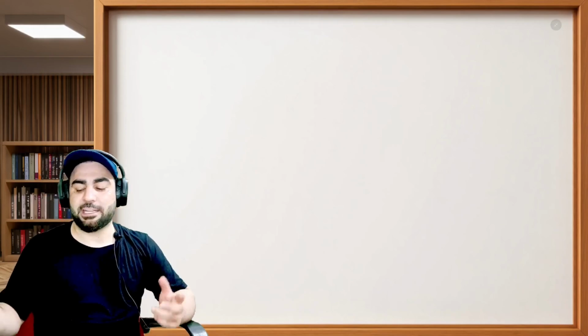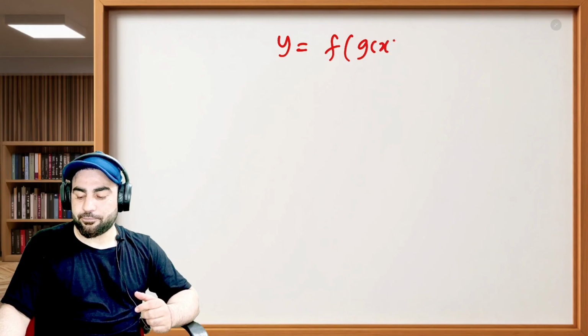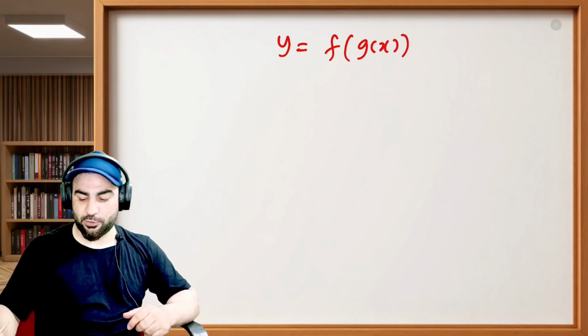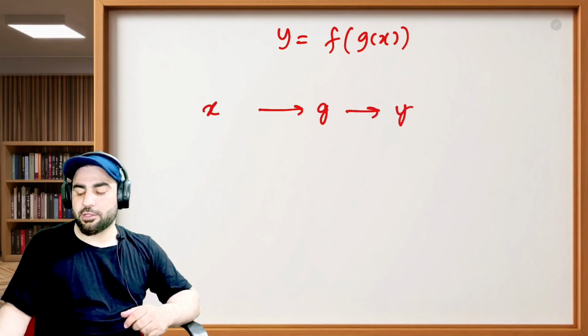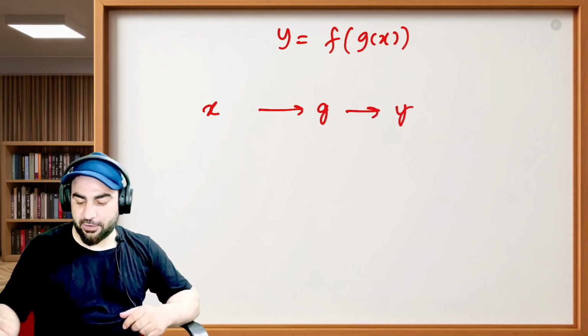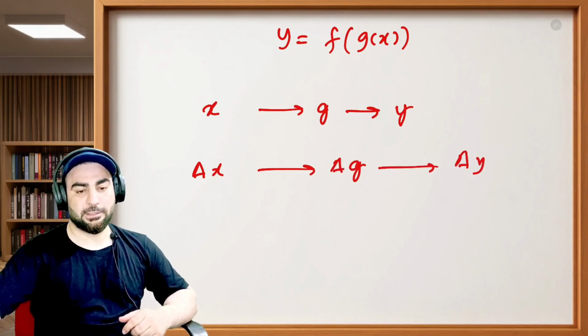Similarly, if you have a nested function, something of this sort, y is equal to f of g of x, what do you do in this case? You have x, on which g is dependent, and y is dependent on g. You want to see, if I nudge delta x, how will delta g be impacted, and how will delta y be impacted? This is what you want.